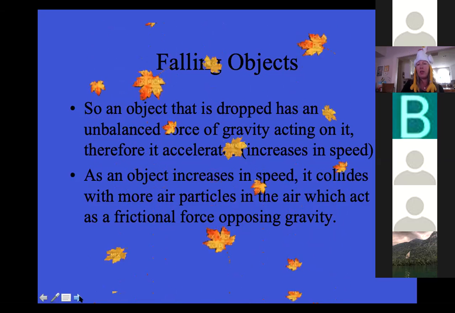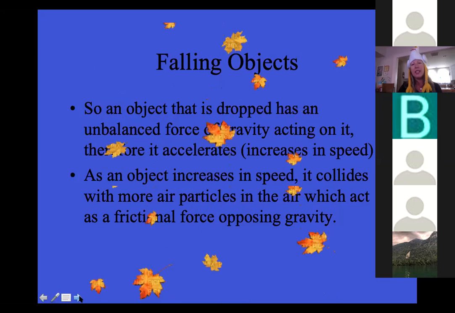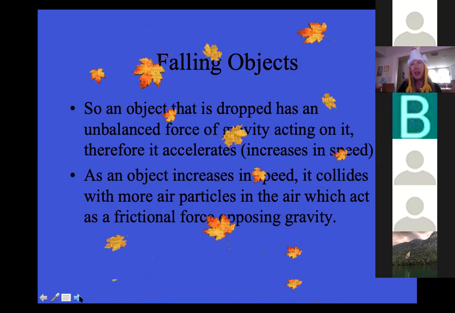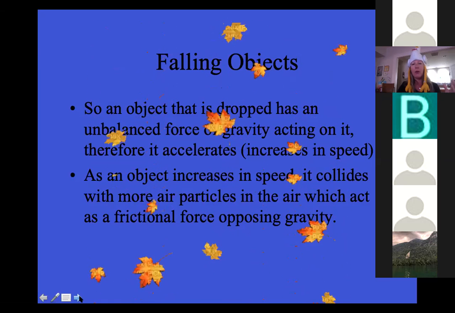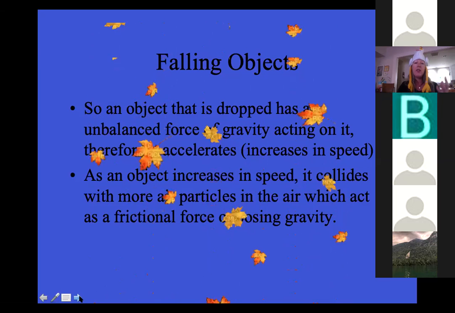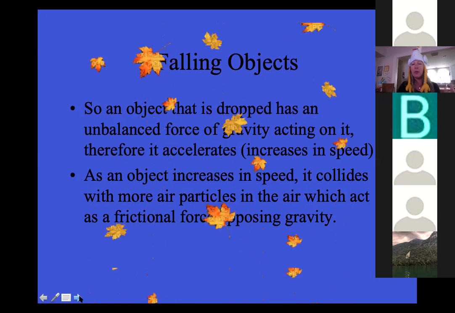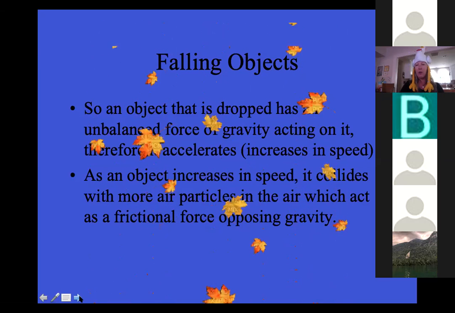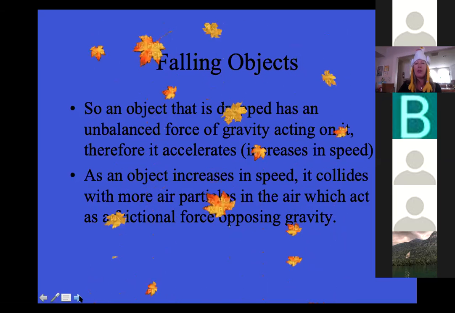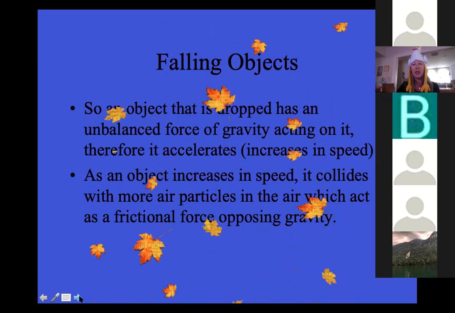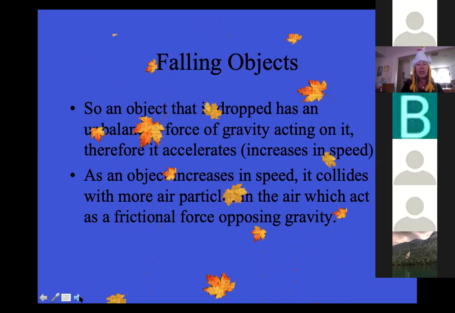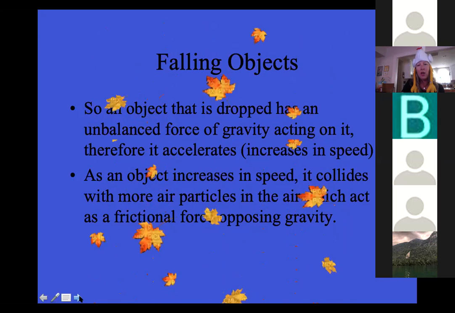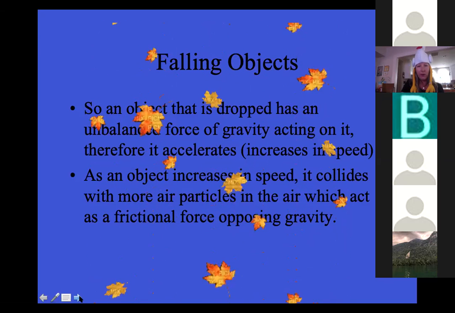Now, another thing I want you to keep in mind is that in the real world, as an object is falling, there's air all around us. Although we can't really see this invisible gas, there are air particles, and sometimes we can see them when we shine light through them. As an object is falling, it's colliding with these particles, and that's called air resistance. It's a frictional force that acts in opposition to gravity. It's opposing the motion of the falling object. It's trying to slow it down, if you will.